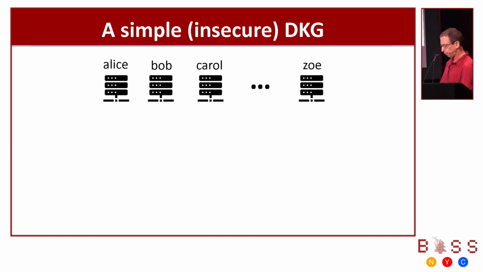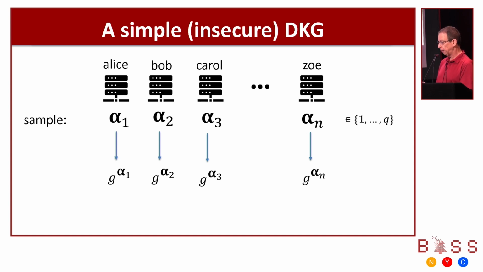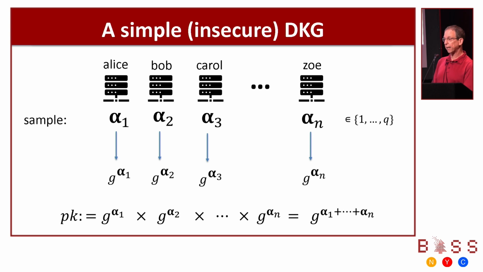So let me show you the method, and you will see right away why it doesn't work. The natural thing to do is to have each one of our participants sample by itself a random number between 1 and q: alpha 1, alpha 2, up to alpha n. Then they publish g to the alpha 1, g to the alpha 2, up to g to the alpha n. We can aggregate all these public keys and just multiply them out, and then we get our global public key, g to the sum of the alpha i's.